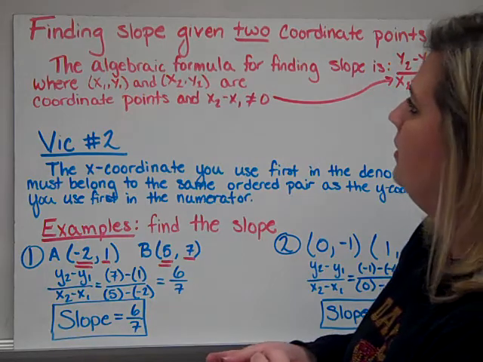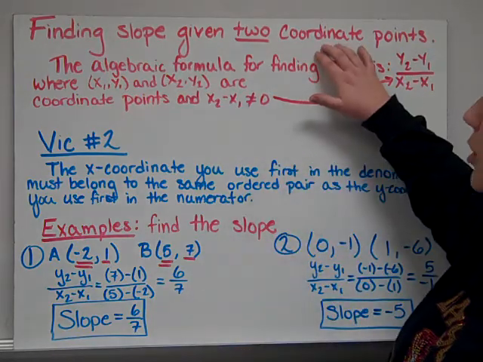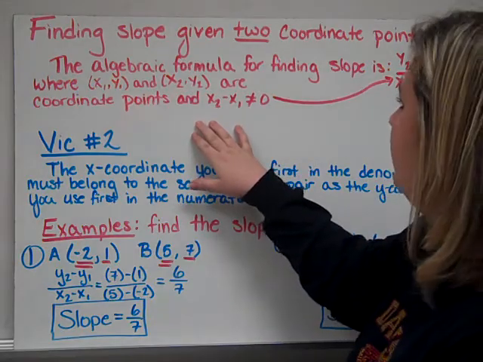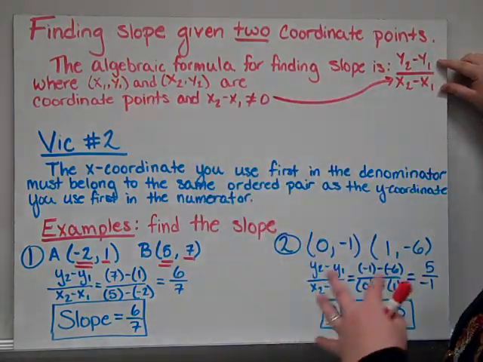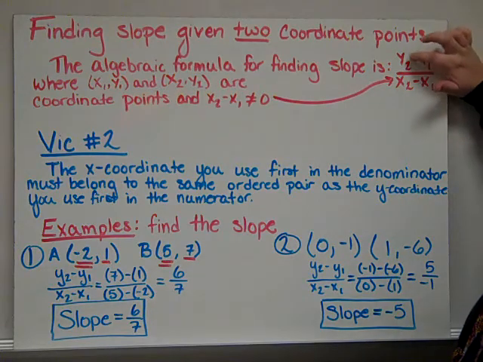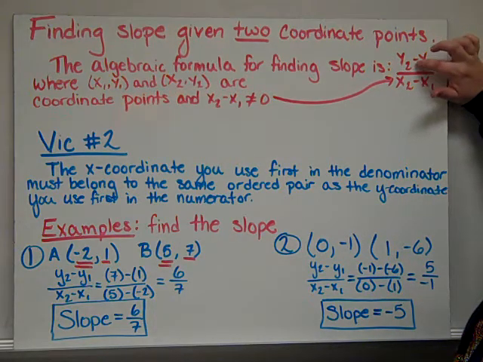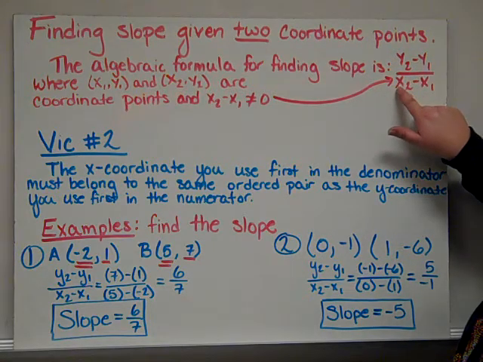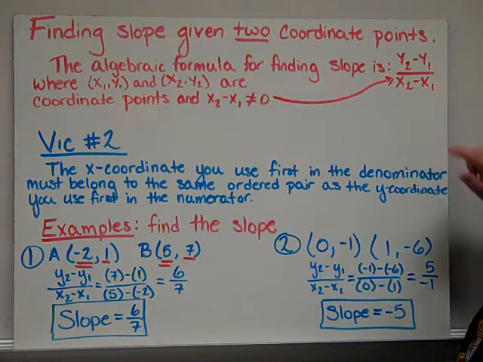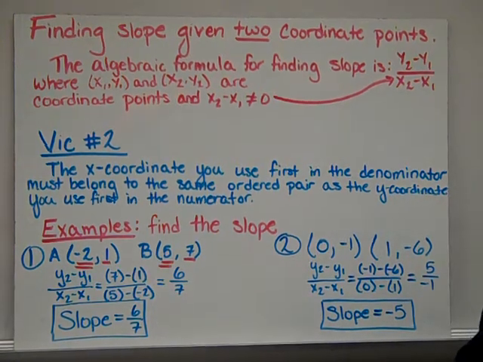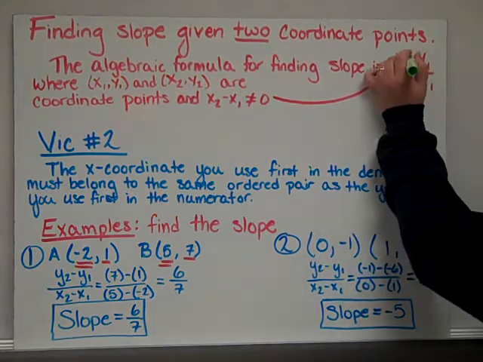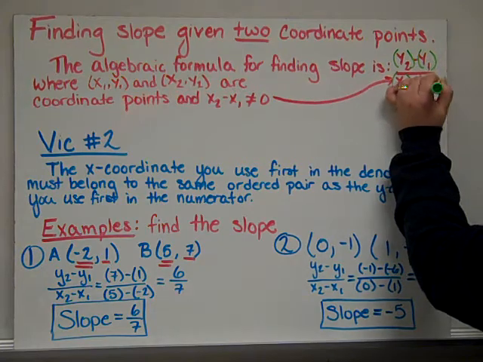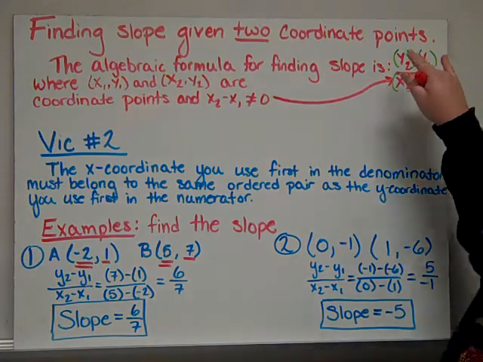All right. Finding slope given 2 coordinate points. Okay. So now we're going to talk about the algebraic formula for finding slope. Notice I have all this notation here: y with a subscript 2 minus y with a subscript 1, all over x with a subscript of 2 minus x with a subscript of 1. Now, by default, I have that subtraction. So subtraction is what's going to be in the middle of those 2 coordinates.